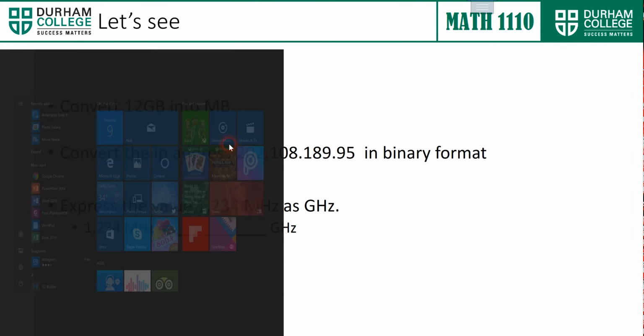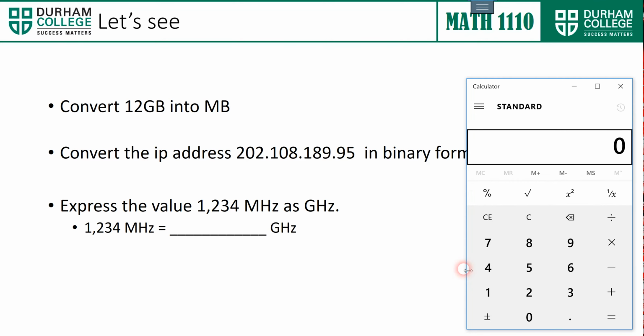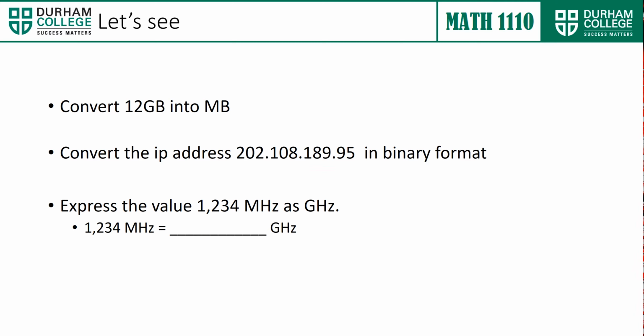I'll just use a calculator for it. So let's do this. 1024 multiplied by 12. The answer for this would be simply 12,288. Okay, so I'm just going to minimize this.